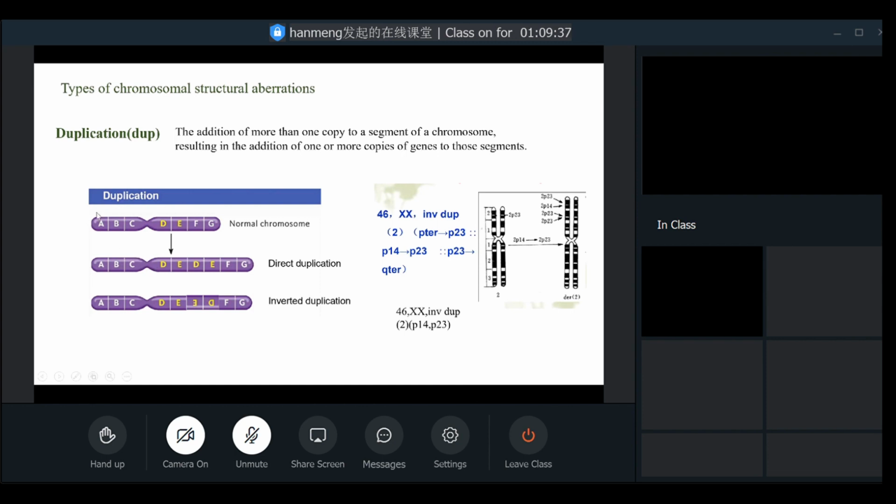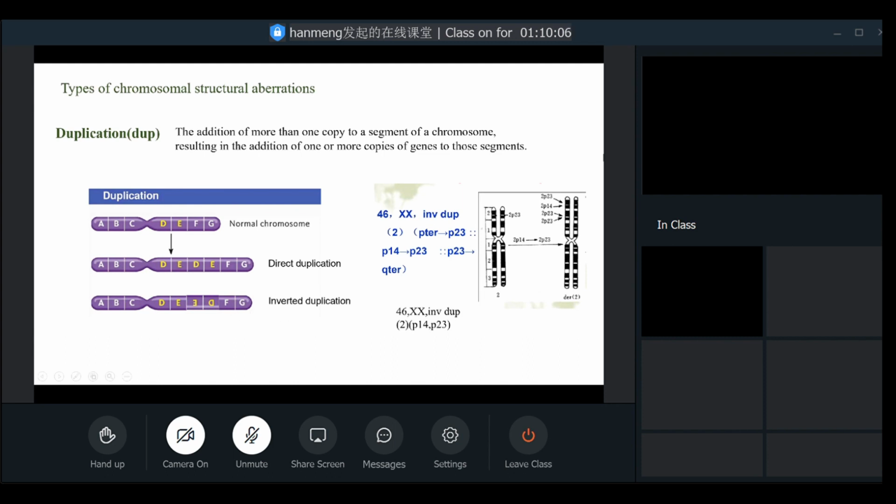In this picture, we have A, B, C, D, E, F, G. If the DE fragment is copied, then it may be A, B, C, D, E, D, E, F, G. And it can also be A, B, C, D, E, E, D, F, G. Here, the first condition is named the direct duplication. And the second condition is named the inverted duplication.